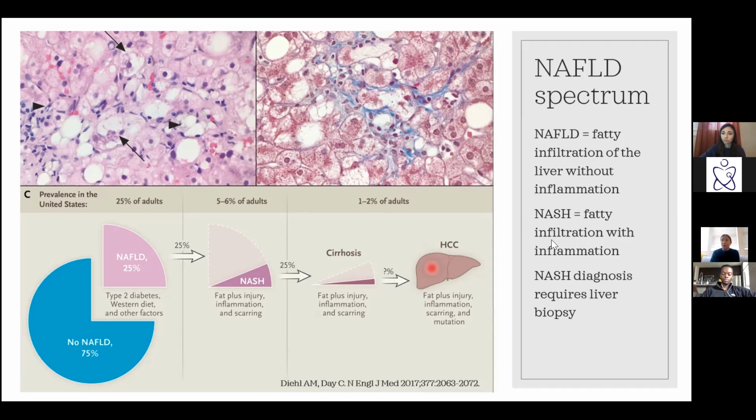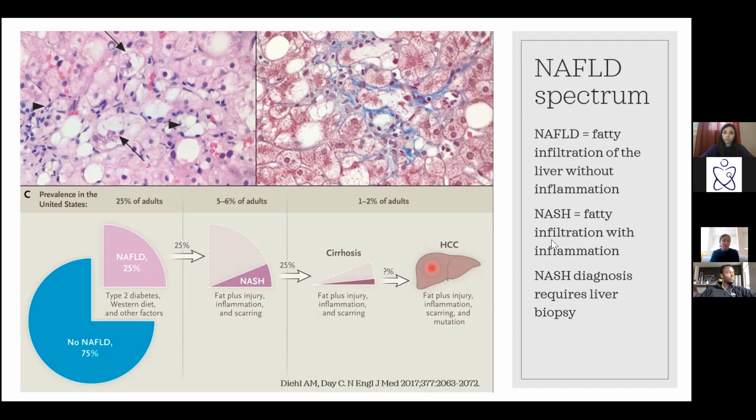And NASH, just to be super clear about our terminology, is a histologic diagnosis that can only be made with liver biopsy. So unless you're biopsying your patient's liver, you actually can't say whether they have NASH or not. The most you can say is that they have NAFLD. And then of our patients who have NASH, about 25% will go on to develop cirrhosis as a consequence of that inflammation and fibrosis and scarring in their liver.